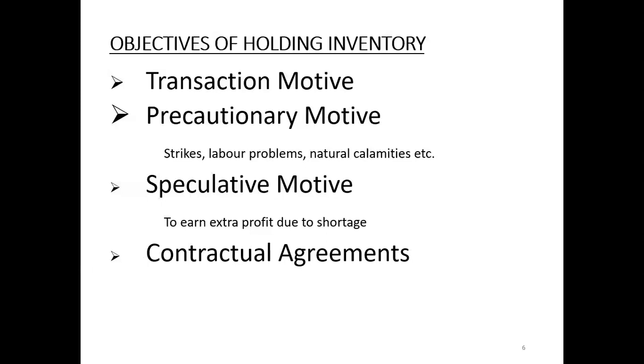Then, the other motive or objective of holding inventory is the speculative motive. A company may maintain inventory to grab various opportunities for making profit, to earn extra profit due to shortage, such as a sudden increase in prices. Such motives are speculative in nature and may help the firm in earning extra profit. So, for that, they have to keep the holding inventory, and some contractual agreements.